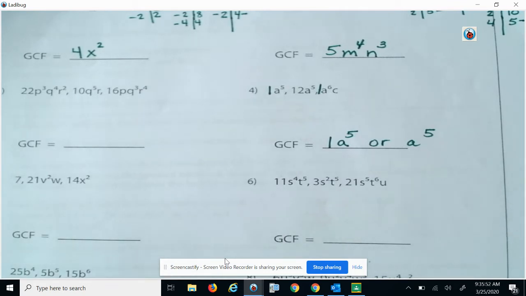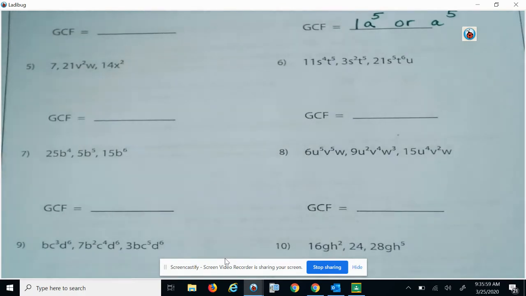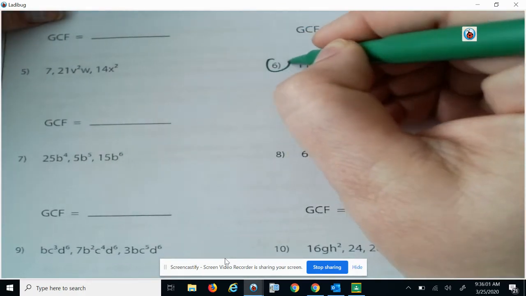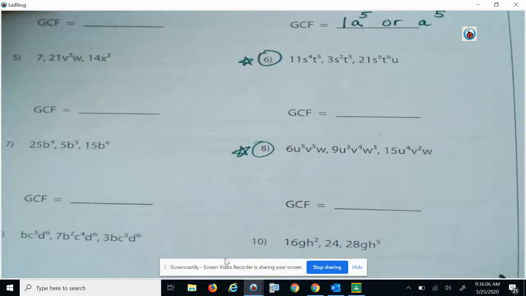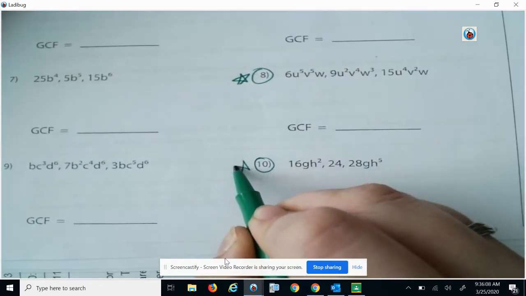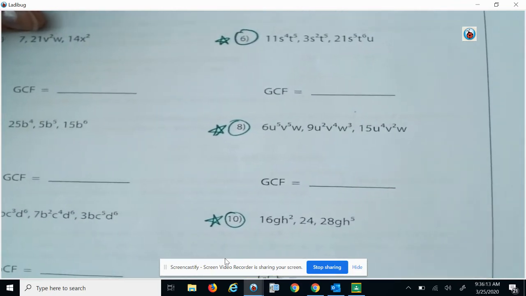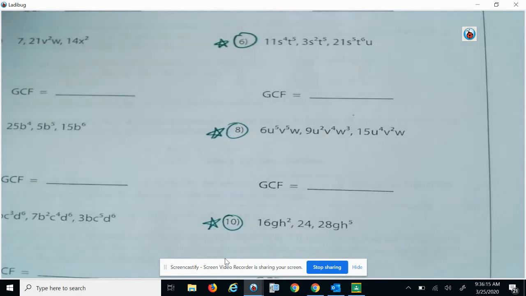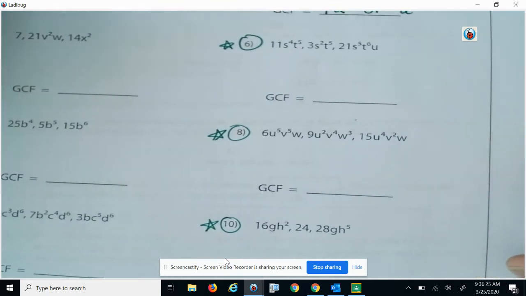All right, now when you are done with this monomial worksheet, you're only going to do number 6, 8, and 10. Okay, take a picture of these. You can write them on paper. You can print this off from your computer if you're able to. Take a picture and then send it. So attach that to your assignment that you'll find in Google Classroom.